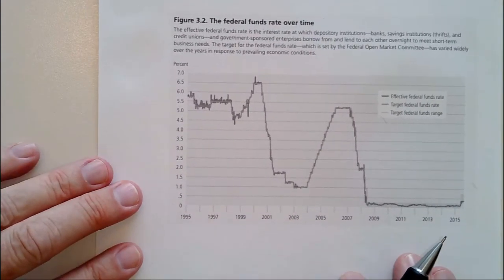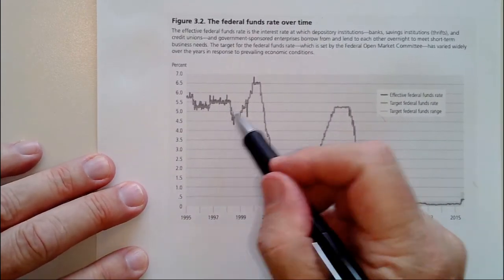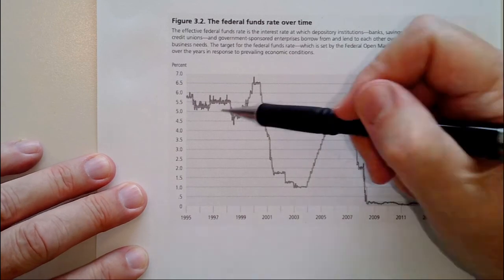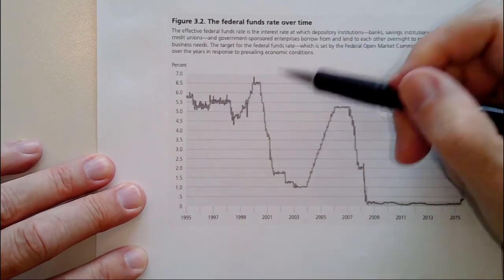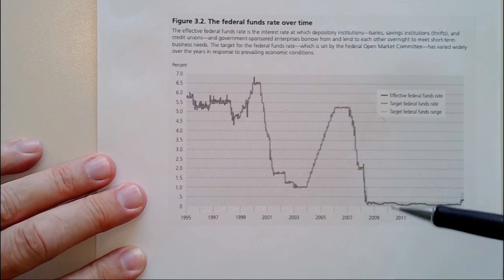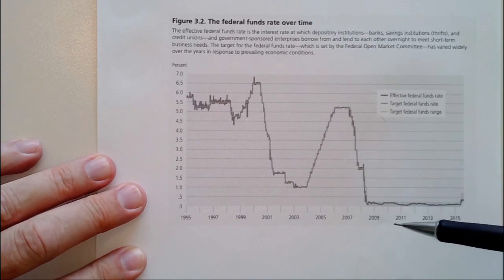And there's a graph that shows the effective rate. That's the kind of jagged line. And the little step there, if you can see it, that's the target. And you can see it kind of gyrates around the target. And that's what the Fed does. They set a target, and then they drive the actual rate to that target as best they can.